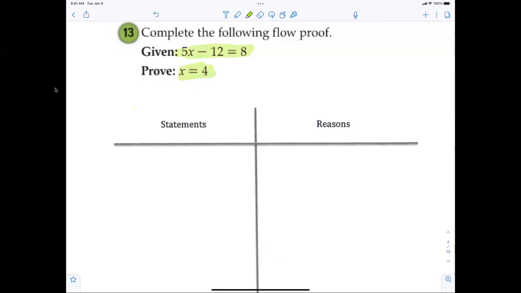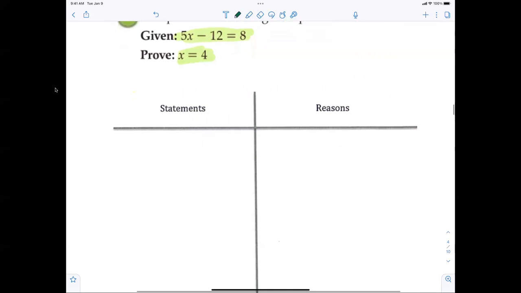But now we're doing something different where we have to explain what we did. Step number 1 always is going to involve the given. You have to simply write out the given. Some of you are not going to get zeros on the test because you'll just write down the given on every proof and I'll give you a point. So why does 5x minus 12 equal 8? Because it's given. That is the reason.